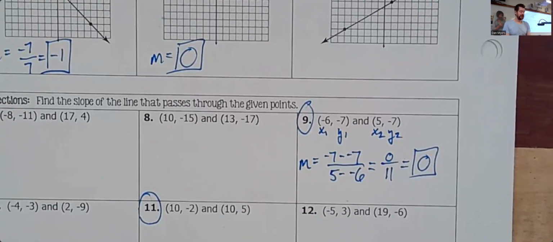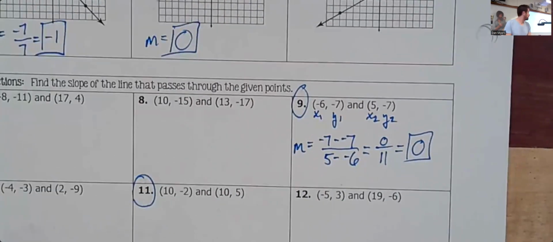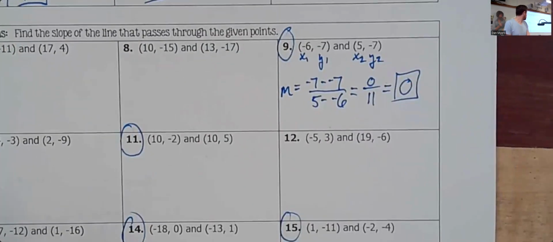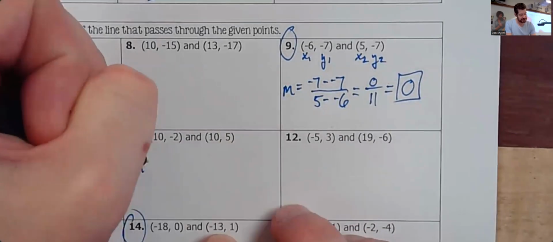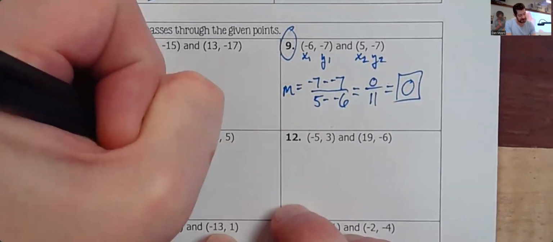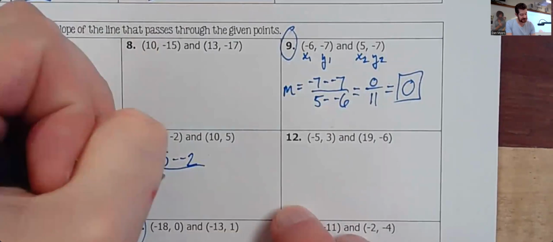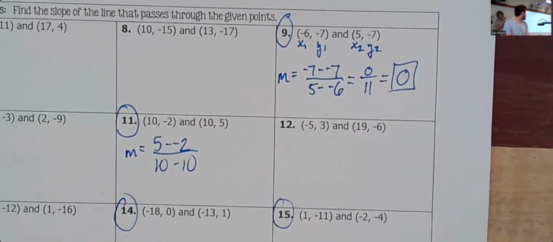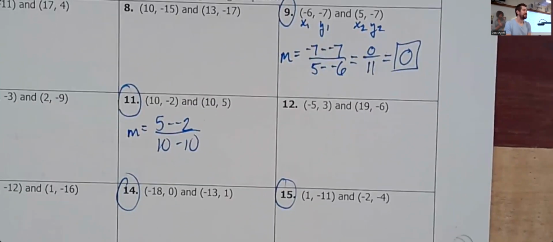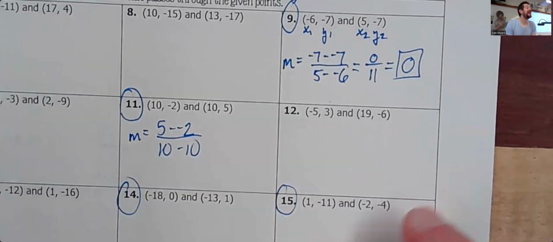All right, number 11. Let's go to the next one. We got y2 minus y1. That's going to be 5 minus -2 on the numerator. So m equals 5 minus -2 over denominator 10 minus 10. Somebody other than Rob. I appreciate your answering, but I want to hear from some other folks too. 7. Mabel. What's that? Undefined.